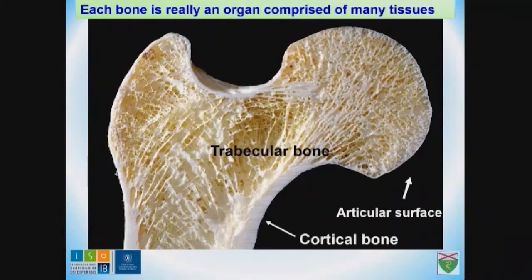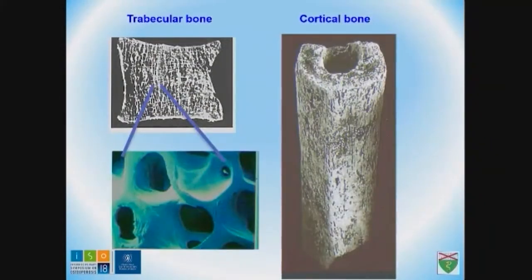So of course, bone is really an organ that's comprised of many different tissues. There's the trabecular bone, which is the spiculated bone in the center of a bone, and then there's this hard outer shell of bone, the cortex. And in weight-bearing bones, there's an articular surface. And each of these compartments acts in a different way, responds to stress and hormonal stimuli in different ways, as we'll talk about. So the trabecular compartment is really made up of a honeycomb of bone.